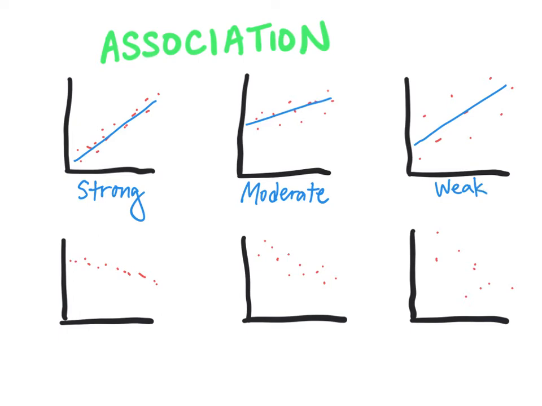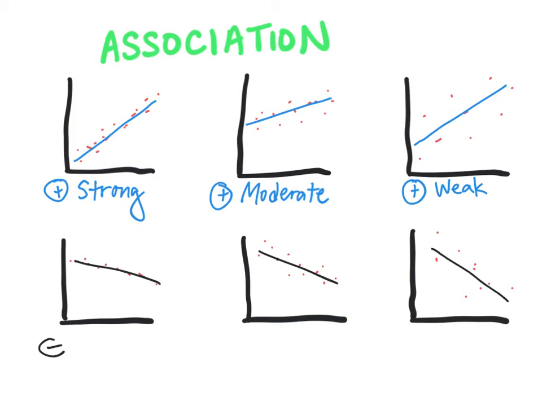So again, all of these are positive. So I have a positive strong connection. I have a positive moderate, and I could have a positive weak graph. And the same is going to apply when we go to look at the graphs that are on the bottom. They're all negative, but they're different kinds of negative, right?